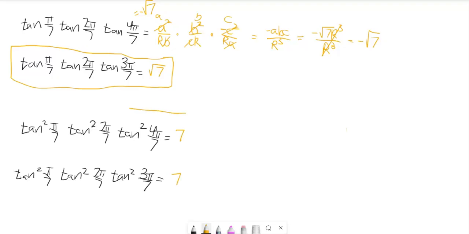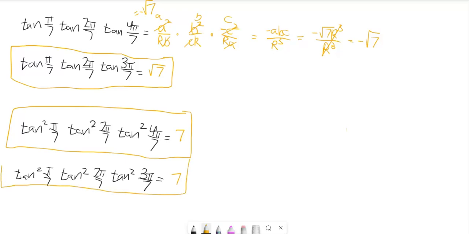And that is why the tangent squared of pi over 7, the tangent squared of 2 pi over 7, and the tangent squared of either 3 pi over 7 if it's in the product, or 4 pi over 7 if it's in the product, will yield the same answer of 7 there. Just look at all those 7s. I find that quite fascinating. Okay, on to the next part of the video.